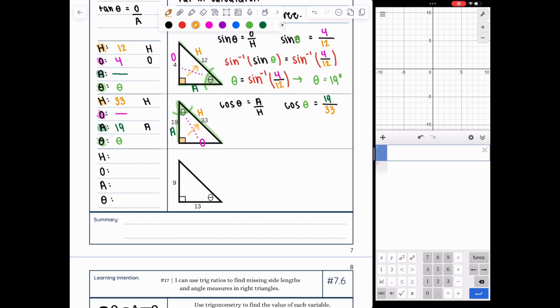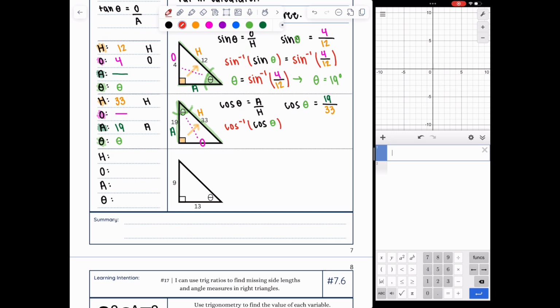So what I'm going to do is use inverse trig, and that's going to allow me to undo the trig that's being done. I can't just divide by cosine on both sides. I need to use the opposite of cosine, which is inverse cosine.